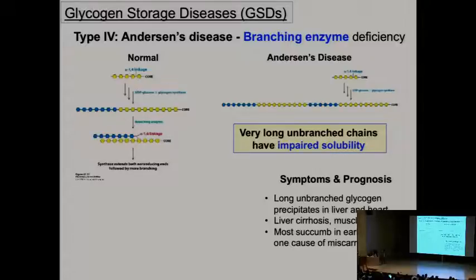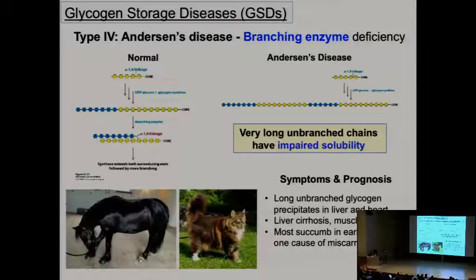Best case scenario, you get liver cirrhosis, muscle weakness, and heart problems with this disease, but it is a cause of miscarriage, and most patients who have this succumb in early childhood. Horses and some breeds of cat are also affected by an inherited deficiency in branching enzyme, so at least we're not the only ones in the animal kingdom that are traumatized by this disease.